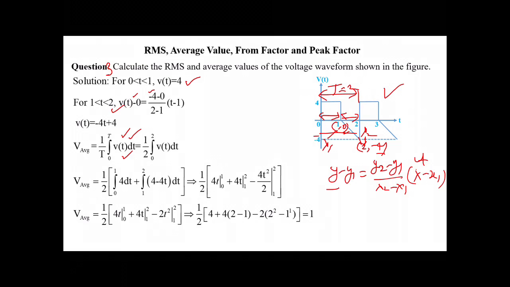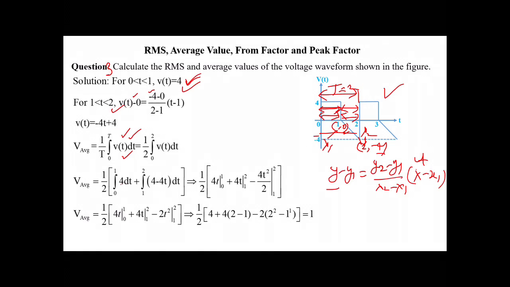Now we know the two values. So as per the limit, we can substitute the value of V for both the durations. One duration is 0 to 1 and the second one is 1 to 2. So we can substitute: V average equals 1 upon 2 in large bracket, integration 0 to 1 of 4 dt plus integration 1 to 2 in small bracket of 4 minus 4t into dt, large bracket close.